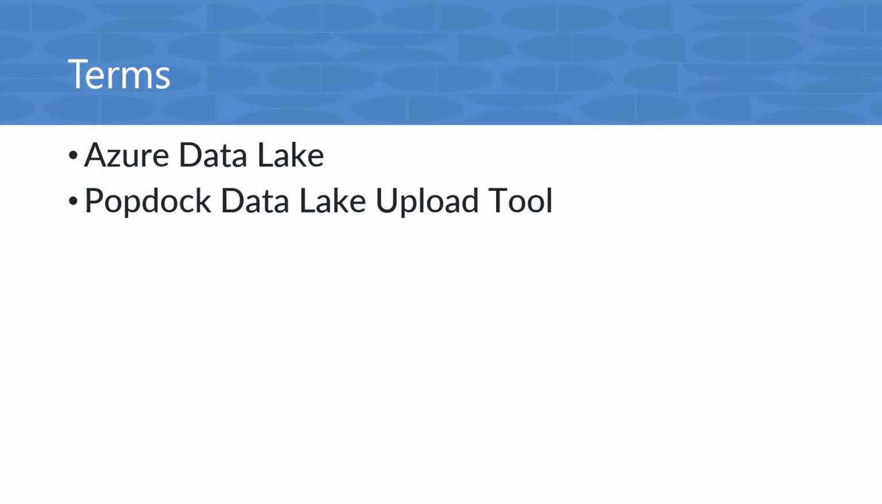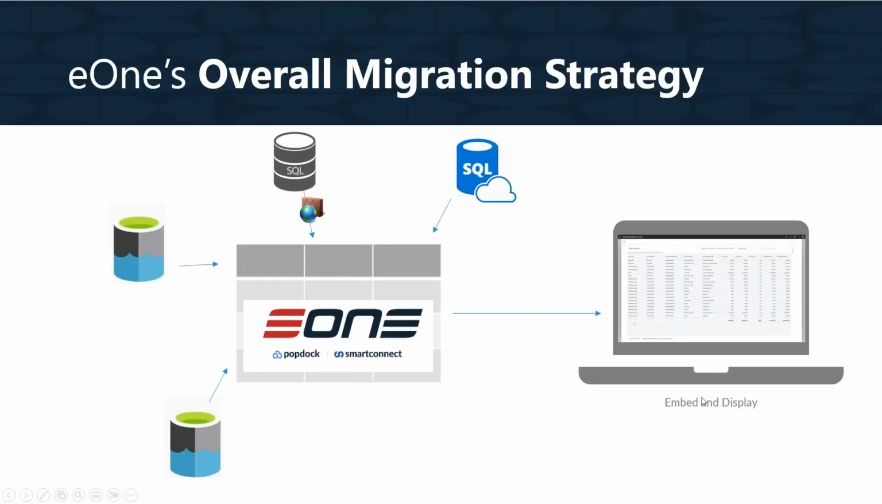That brings me to the second term on here, the PopDoc Data Lake Upload Tool. This is part of PopDoc. There is not an additional charge for this tool, so you don't have to worry about anything with that. What this does is basically allow us to hook into our on-premise systems, extract the data, and move it to the data lake, preparing it for us to use to embed in other systems. So I think that's probably enough for the terms, but we're going to be talking a lot about this today, and I want to make sure that you understand what we're getting into. Okay.